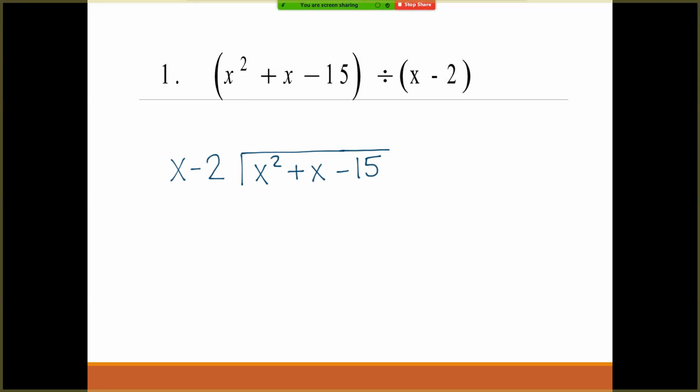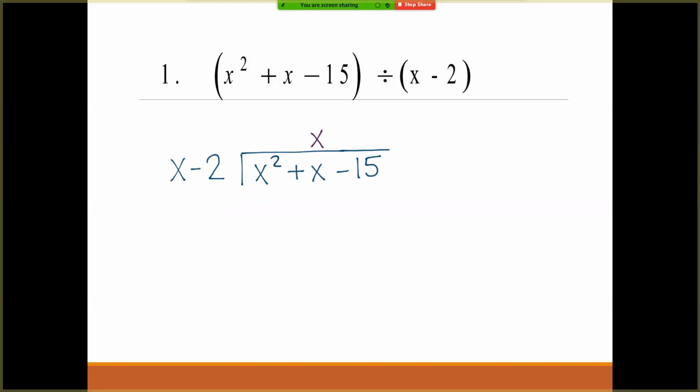Once you get it written down, you're going to ask yourself, what do you have to multiply this first term by to get the first term inside? So x times what will give you x squared? What multiplies by this to give you this? So x times x will give me x squared. So up top, I'm going to write x.